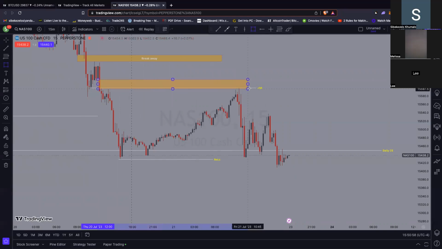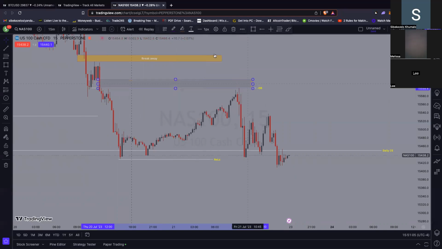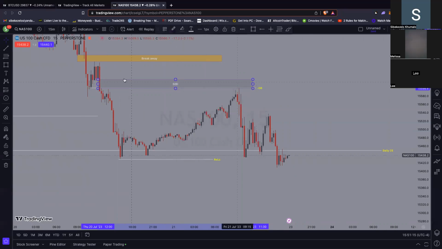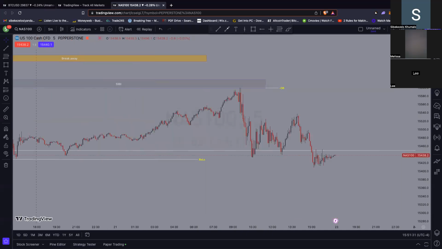So price always seeks liquidity, and then after doing that, it fills an imbalance. So you have this imbalance in the form of sell side imbalance, buy side inefficiency. That's why we are buying to efficiently fill this imbalance, right? So we took out these relative equal highs right there, and then we traded inside that imbalance. But we want to check if we got an entry for silver bullet.